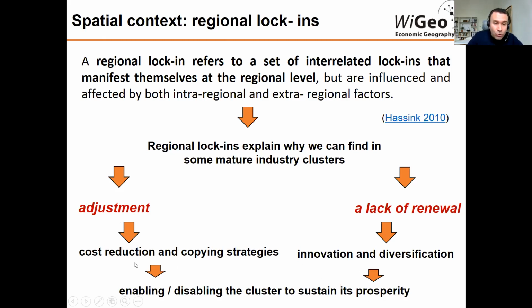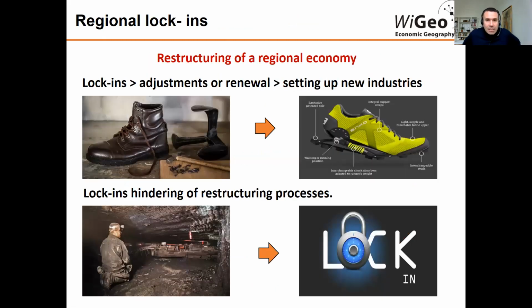Adjustments happen mainly through cost reduction and coping strategies, changes in the process that lead to cost reduction. And within the renewal, what occurs mostly is innovation and diversification. This will enable or disable this cluster to sustain its prosperity. So this very much depends on who is behind the industry and how they embrace certain shocks in history. Let's see, I think probably with an example this will be better understood.